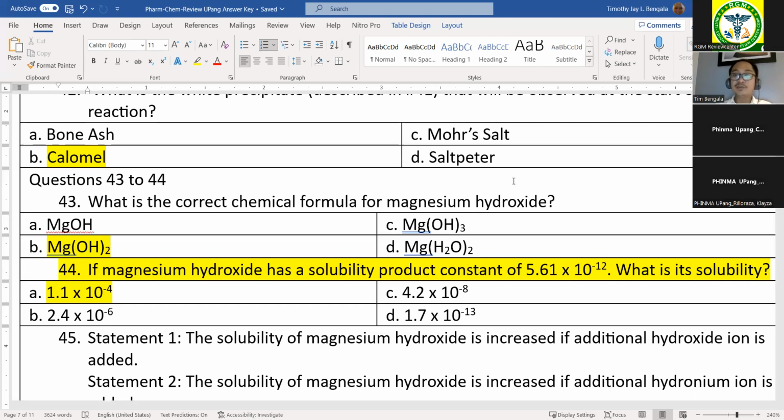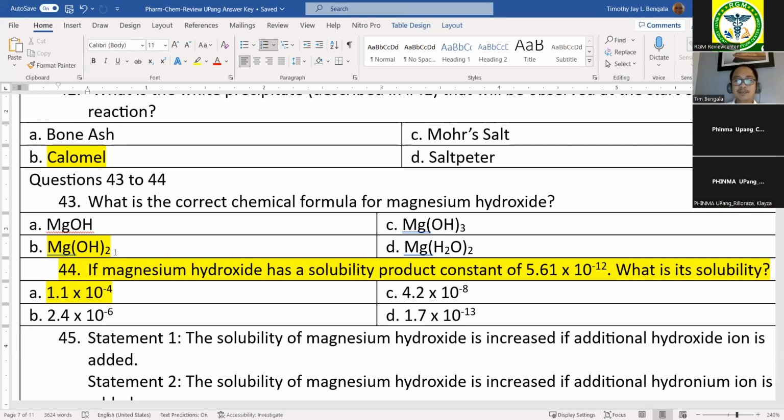So, for number 44, dahil dito, connected siya. So, kung tama yung sagot niyo sa letter B or yung number 43, alam niyo na may 3 ions. So, kung meron siyang 3 ions, kailangan i-divide by 4 and then get the cube root. Okay? So that means 5.61 times 10 to the negative 12 divided by 4 and then get the cube root. So magiging sagot niya ay letter A.